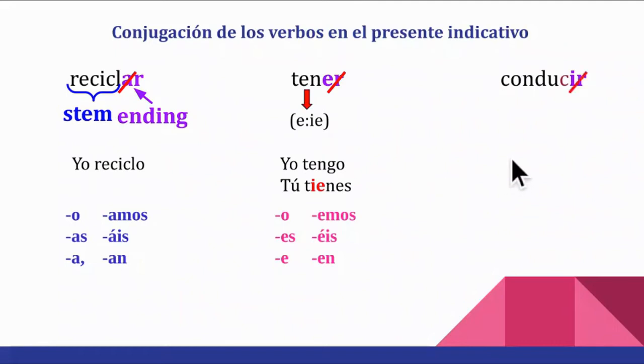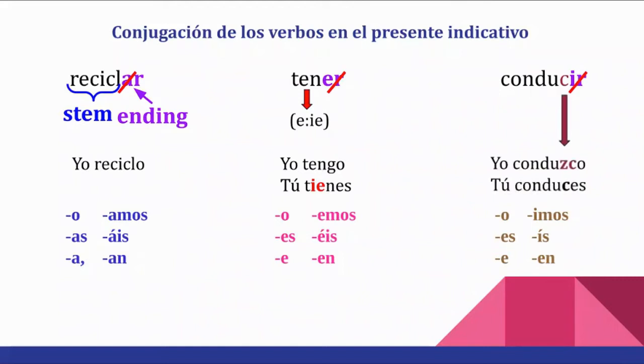For el verbo conducir, this is the type of verb that is special in the yo form only. These are my endings for IR verbs. And now I see here that the yo form is yo conduzco. So notice the inclusion of this letter Z right in there. In this yo form only, however, because look, the tú keeps the regular stem and you just change the ending. Tú conduces, él conduce, nosotros conducimos, vosotros conducís y ellos conducen.